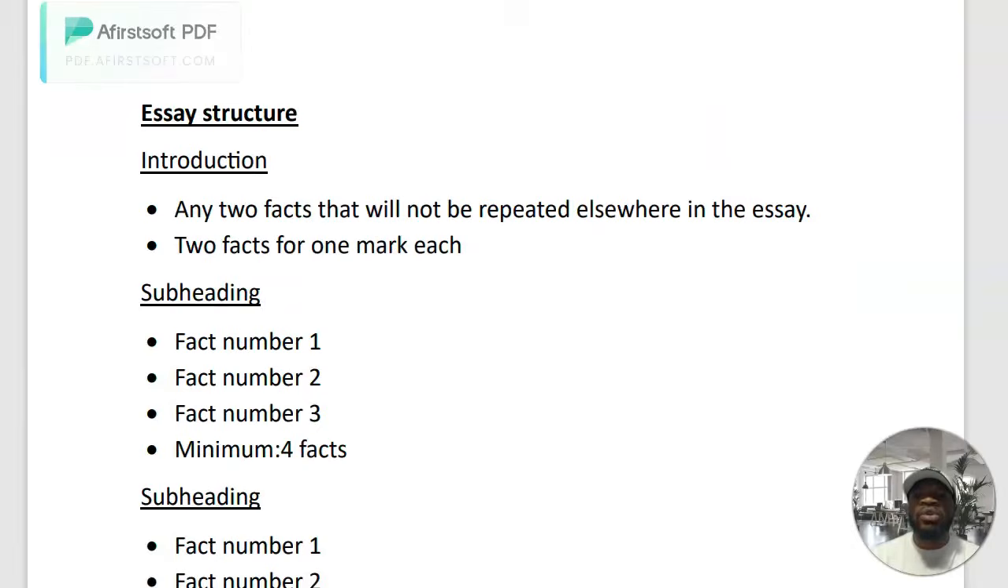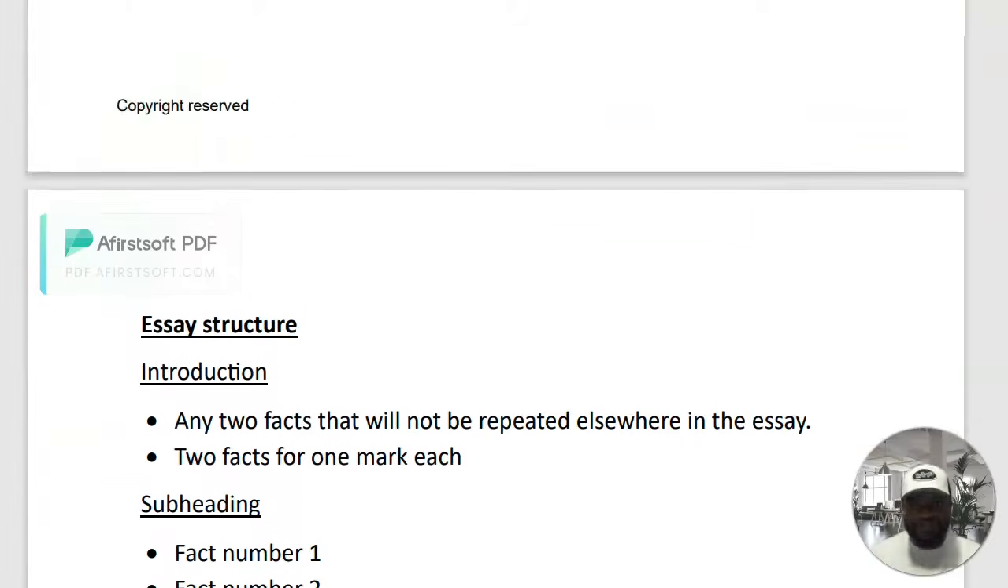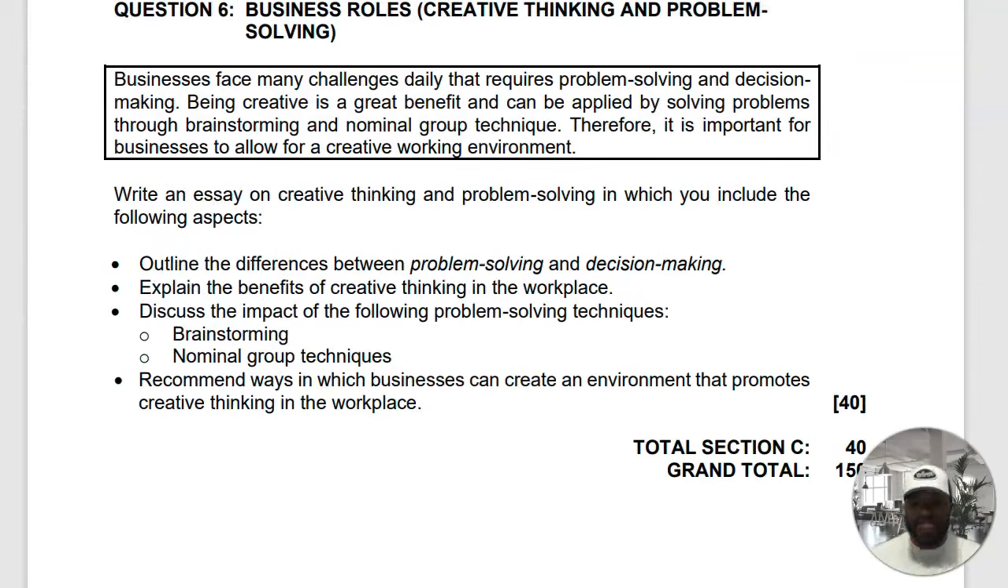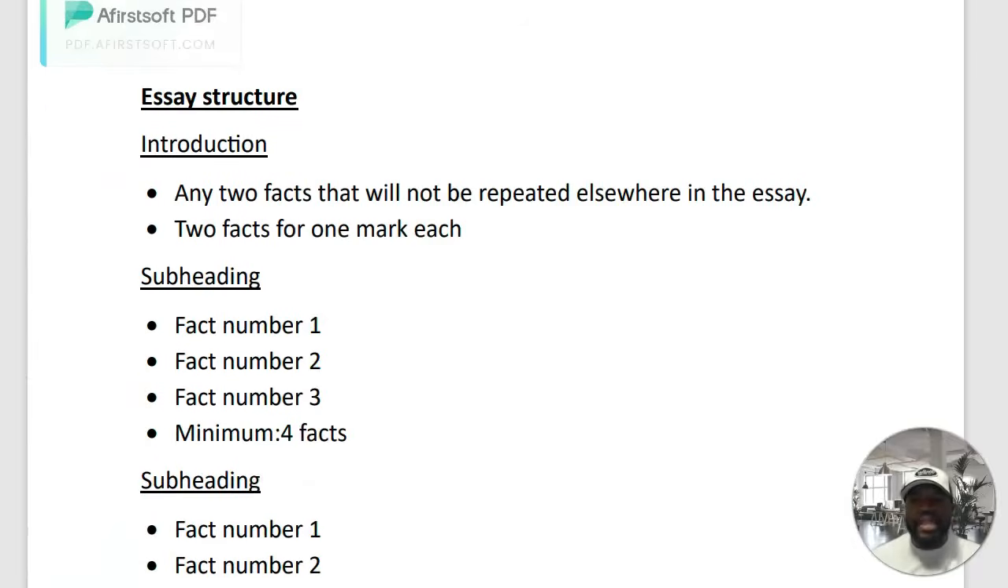So we come to our subheading. What will be our subheading? The difference between problem solving and decision making. Then number 2, explain the benefits of creative thinking in the workplace. What will be our subheading? The benefits of creative thinking in the workplace. So don't repeat it as a question. Give the heading as the answer that you're going to be giving. I hope you understand what I mean by that.